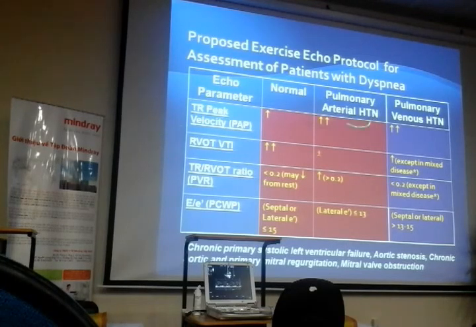Whereas the ones with pulmonary arterial hypertension will have the reverse. They will have an increase in the pulmonary vascular resistance, but have normal left atrial filling pressures or pulmonary capillary wedge pressure.